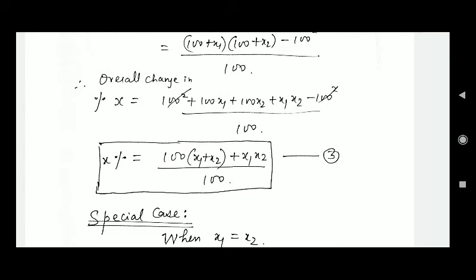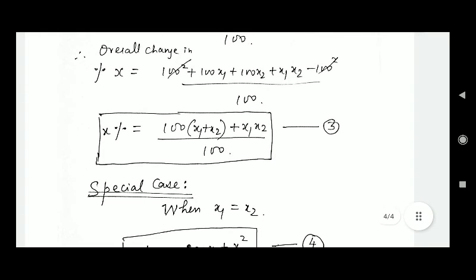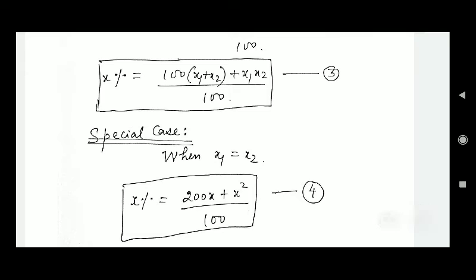X, we know, is the variable we have given for overall percentage rise, and x1 and x2 are successive percentage increases. So x percent will be equal to x1 plus x2 plus x1 x2 by 100. Considering a special case wherein x1 becomes equal to x2, we get the modified equation to be x percent equal to 2x plus x square by 100.